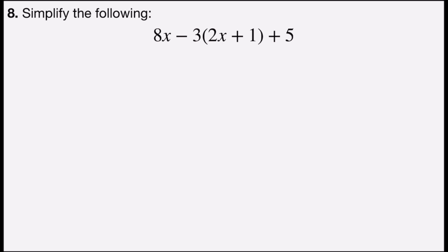Problem number 8 says simplify the following: 8x minus 3 times 2x plus 1 plus 5. So since the directions say simplify, I'm going to go back to the order of operations.